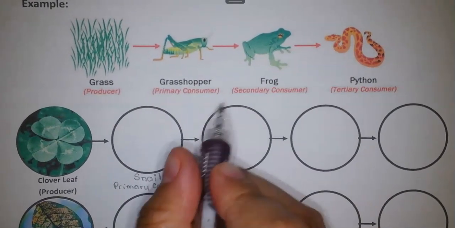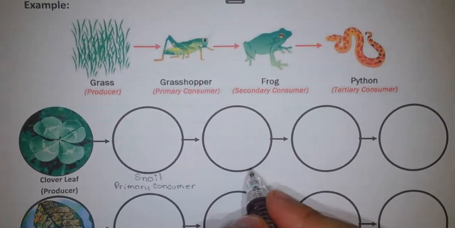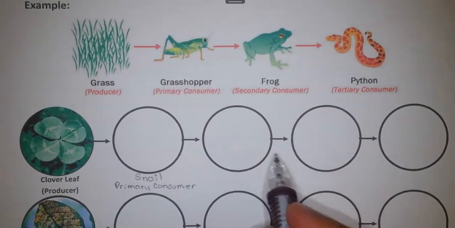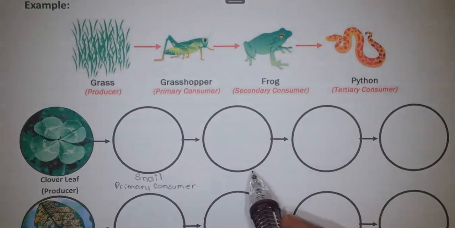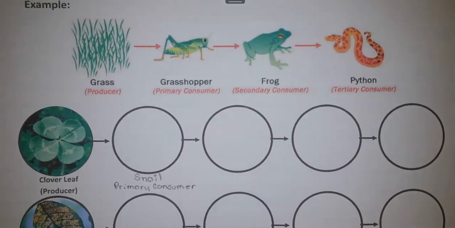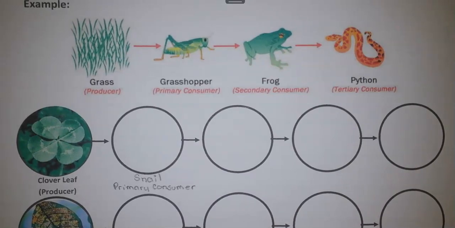Then, who eats the snail? I would write it right here. Who eats this organism? And so on and so forth. There are different ways you can do it. You can just automatically look for cloverleaf food chain, or you can start with what eats the cloverleaf, and then what eats the snail, and so on and so forth. Right? So there are different ways.